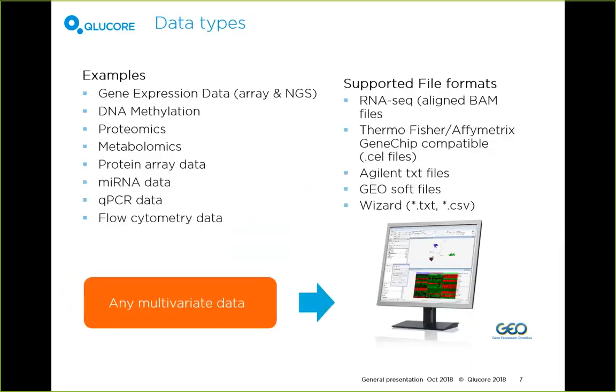A few examples of what we support in terms of data is really any multivariate data, but typically our customers tend to use this for gene expression data, proteomics, metabolomics, all sorts of array data. We also have an extension to the software since a few years back that supports NGS-related research, where you do analysis of sequencing data. The file formats that we support are typically the Affymetrix gene chip and cell files, Agilent's files, the GEO SOFT files, and also aligned BAM files.